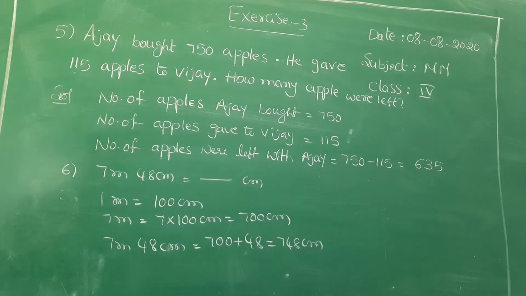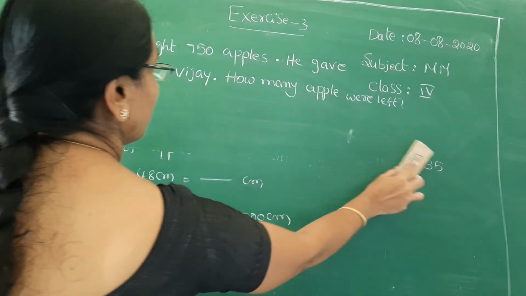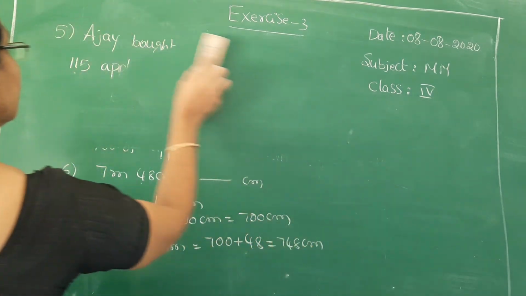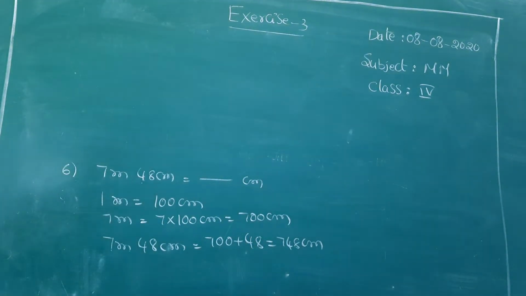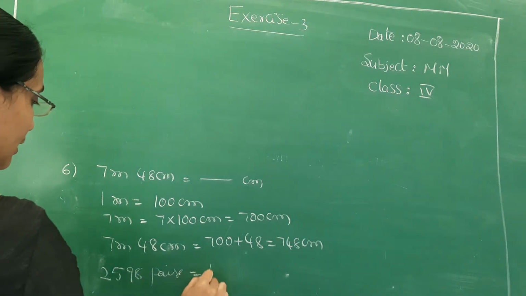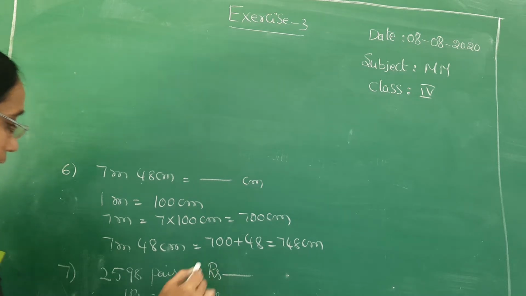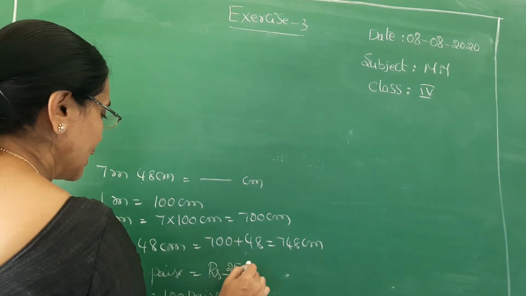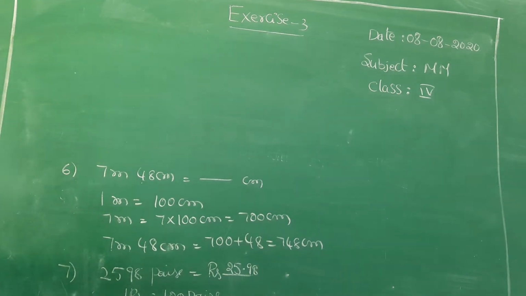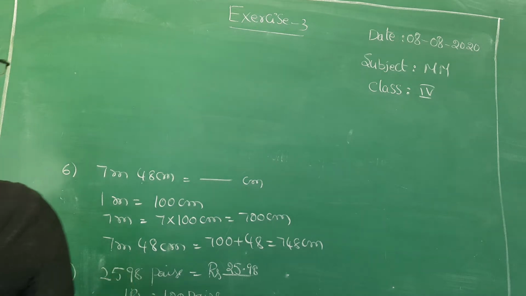Okay. See the next problem, seventh problem. 2598 paise is equal to dash rupees. They are asking to write that into rupees. Already you know 1 rupee is equal to 100 paise. You have to convert this into rupees. It is 25 rupees 98 paise. In 2598, how many hundreds are there? 25 hundreds. We have to write that in rupees form, and the remaining value you have to write in the paise place.